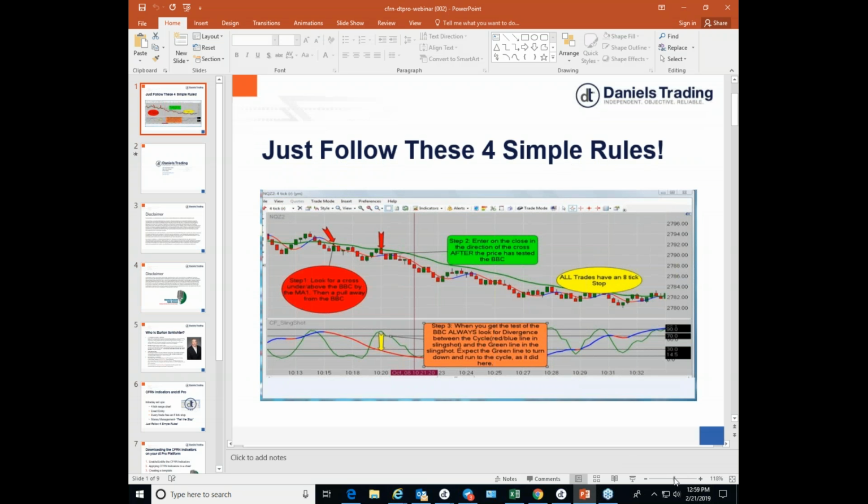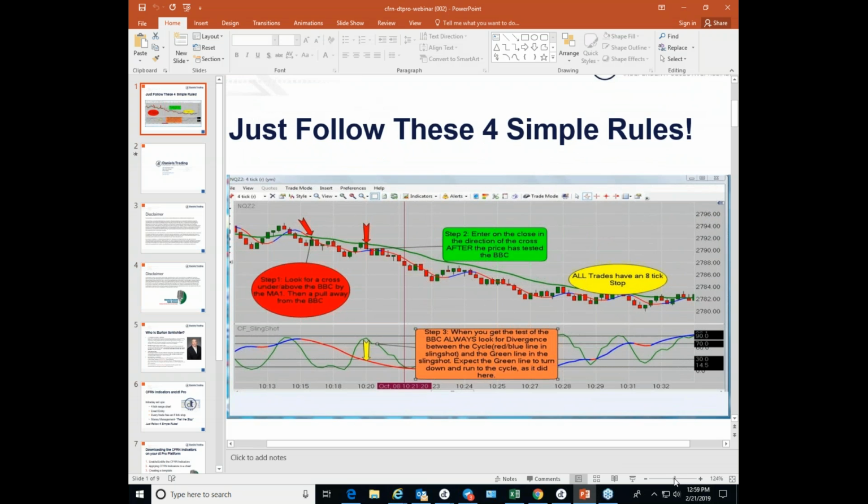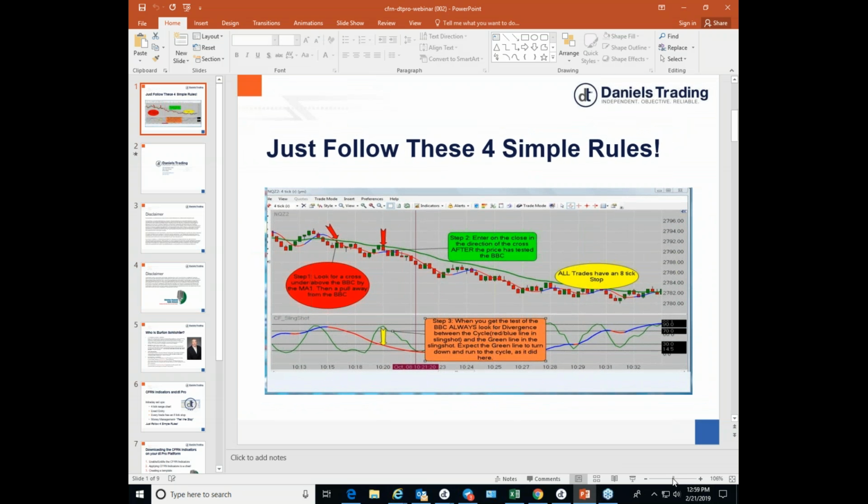Now, I couldn't find my other slides, so I'm going to have to use this, but I think this will work. Okay. So now I'm going to go over the rules, the trade setup. All right. So number one, the time frame. We are on a 4-tick range chart.